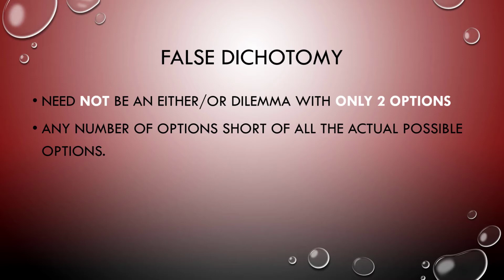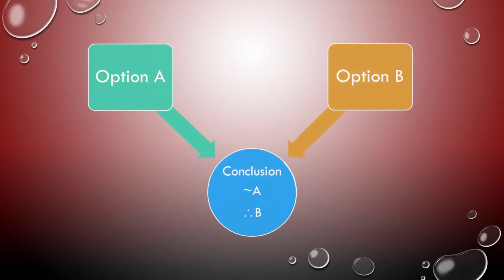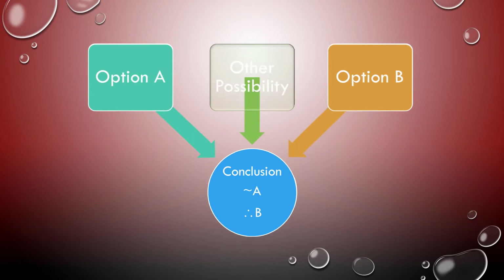If we're going to schematize it or illustrate, it might look like this. We have option A, we have option B, which are going to lead to a conclusion. If it's not A, then it has to be B, when in fact there are other possibilities that you just don't see. Here's a great little video clip that I think illustrates this in a humorous way. It's actually 2 little video clips, so let's take a look at this one.